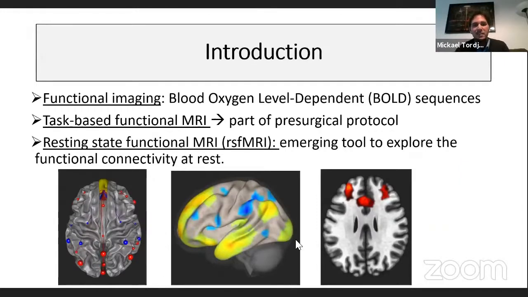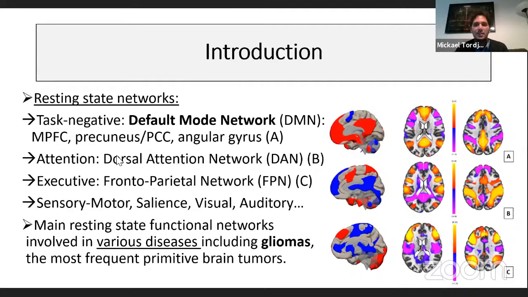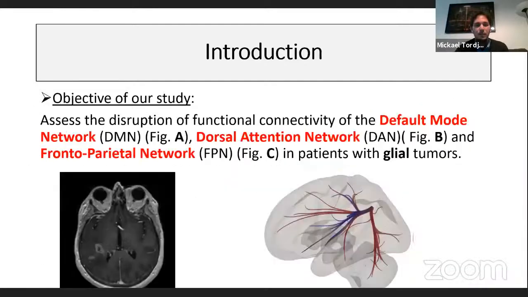And so instead of task-based functional MRI, we performed in this study resting state functional MRI. So the resting state networks, Rajan already talked about it. The most important one is the default mode network, which is a task negative network. I will go very quick on this one. It is involved in various diseases, including brain tumors and gliomas.